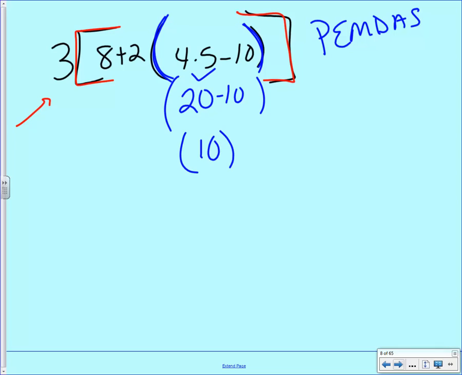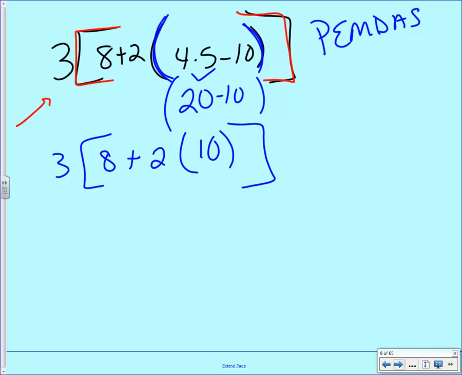I'm going to leave it in parentheses, and I'm going to bring everything else that I have not used down. Okay? So now inside the parentheses, I have a 10. I can't really do anything with that, and so I need to move on to the brackets and make sure that I do all of the order of operations inside of those brackets.